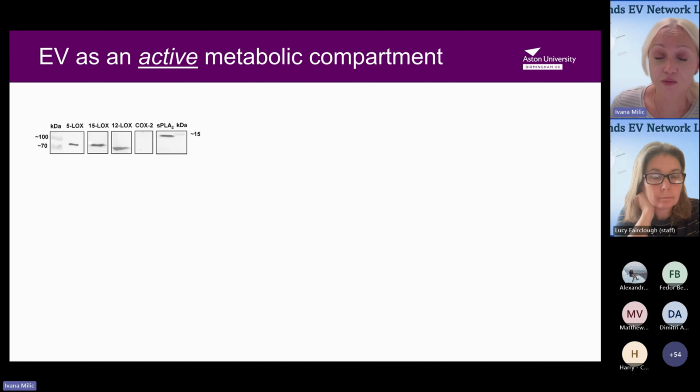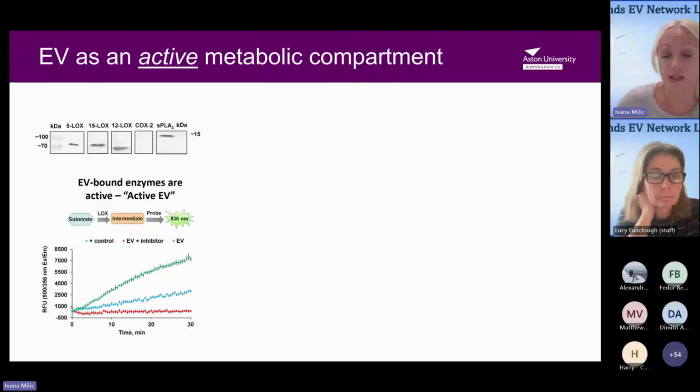The next question would be, okay, well, if the enzymes are there, are they actually active? So we managed to find a commercially available kit that was looking at the total lipoxygenase activity. And you can see here in the green trace that our EV preps showed lipoxygenase-specific fluorescence in this assay, and when the EV preps were mixed with a lipoxygenase pan inhibitor, we can see that this signal was going down, suggesting that our EV preps do carry active enzymes.